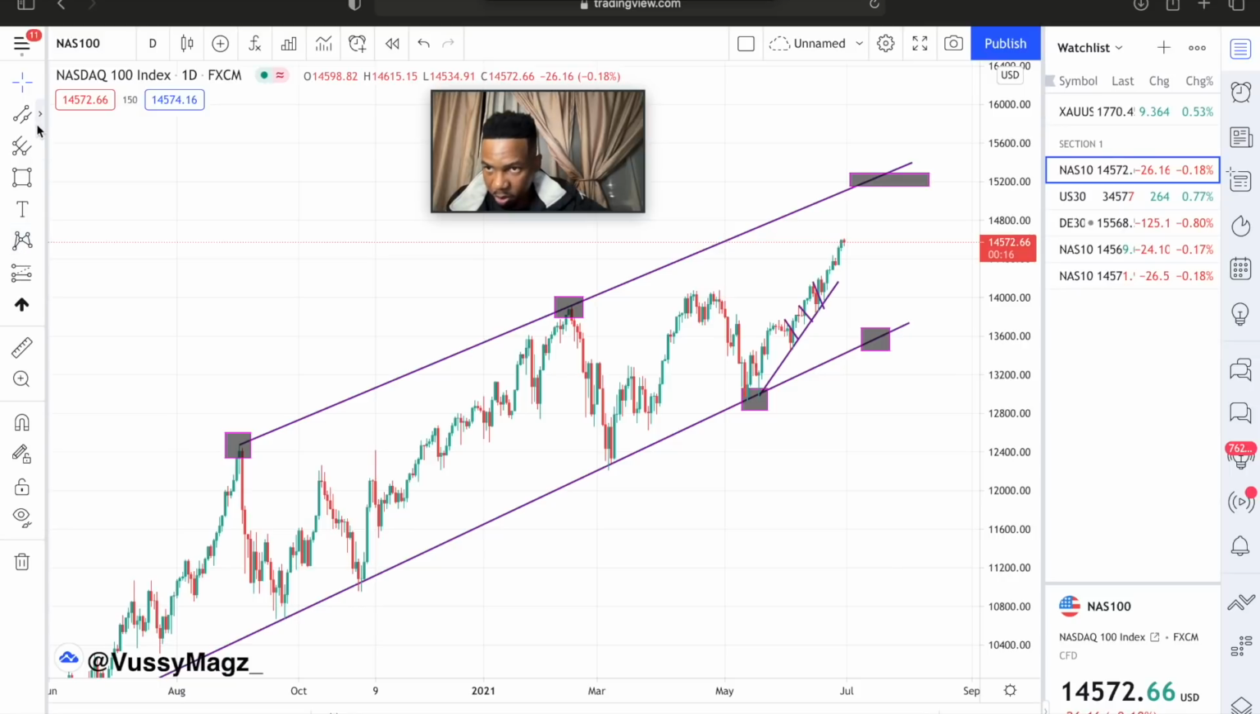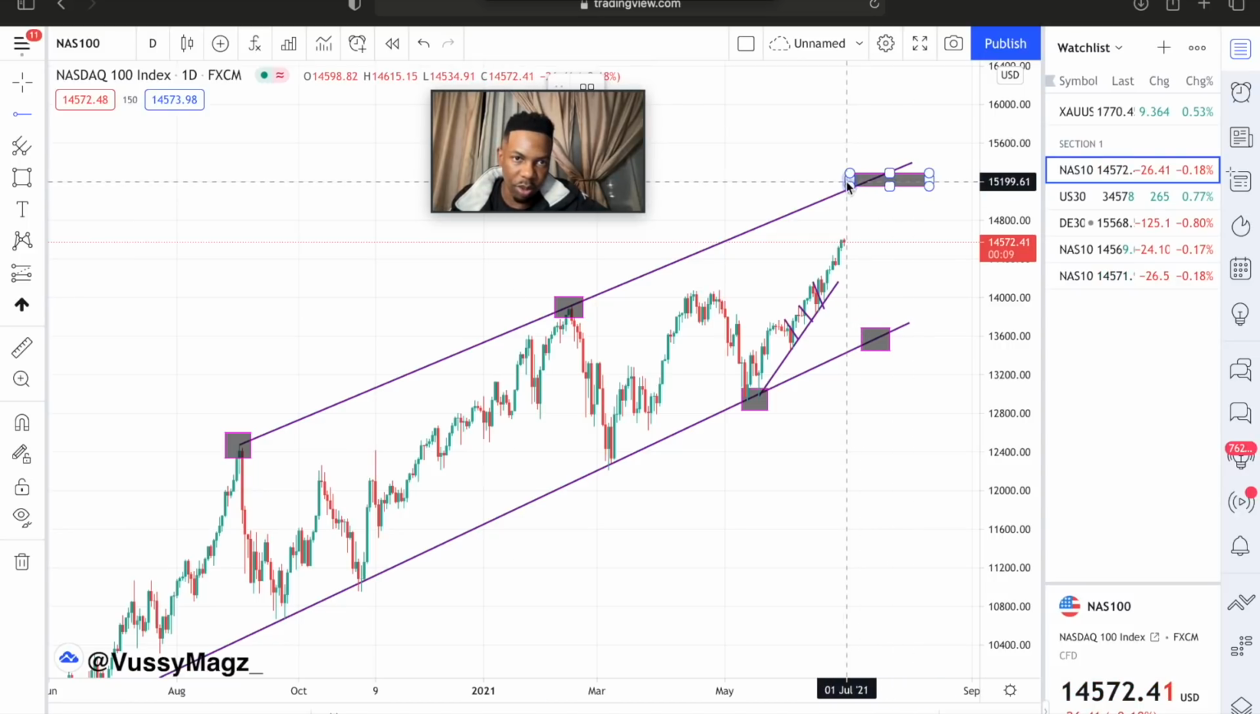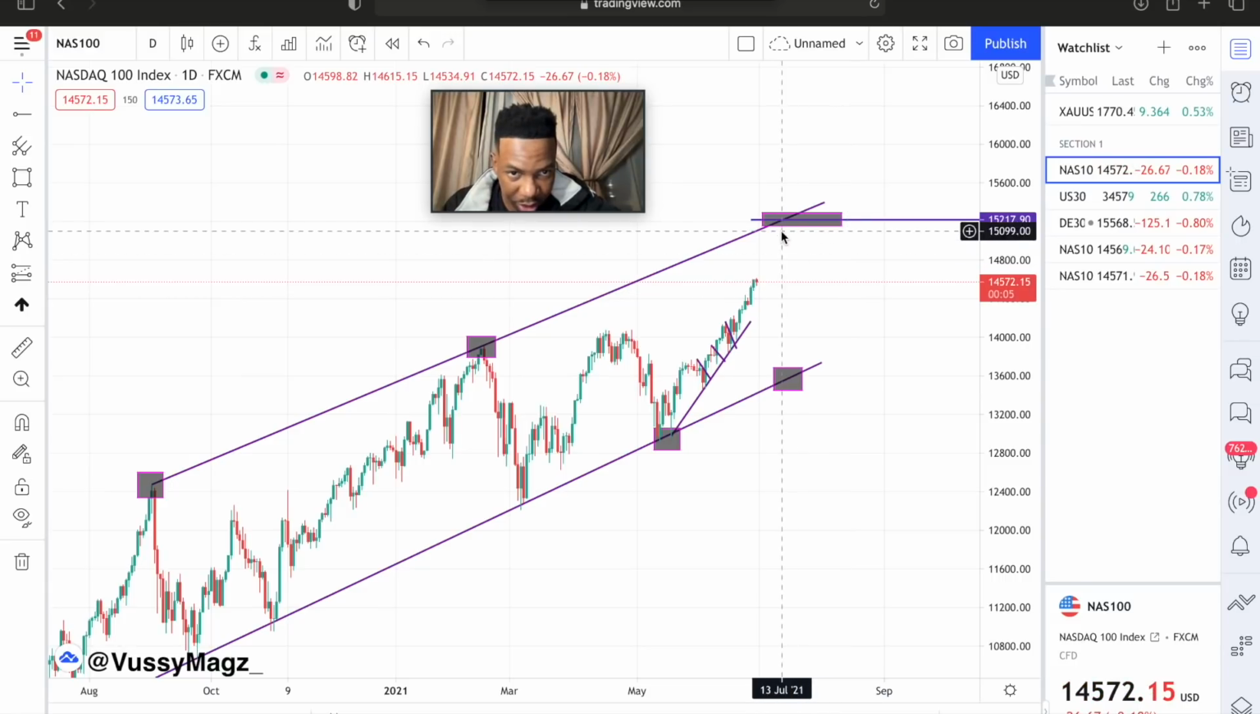And then if it helps, you can even put a ray, horizontal ray, just so you know the zone is highlighted. So we're gonna put it like this. So probably NAS will reach this zone here, 15217, 15,200 zone. Let's just put it like that.